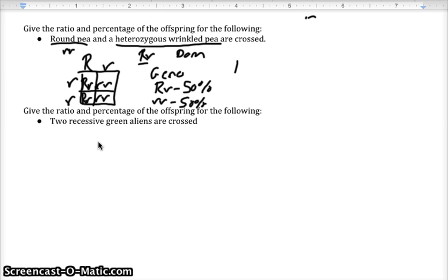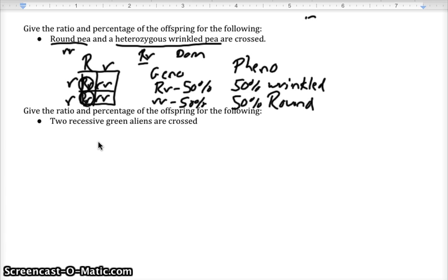And then my phenotype percentages is the same thing, because there's only 2 with a big letter. So it's 50% wrinkled and 50% round.